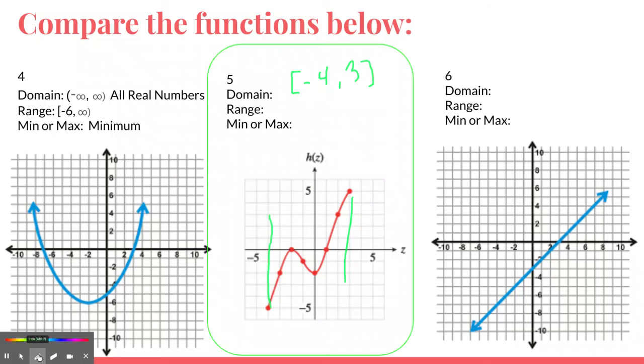Now we're going to look at the range, and we see that the range has a lowest value of -5 and a highest value of +5. So here's a -5, here's a +5. They both have closed brackets. And notice that there are actually minimums and maximums. This is a minimum and this is a maximum, so it does have both.